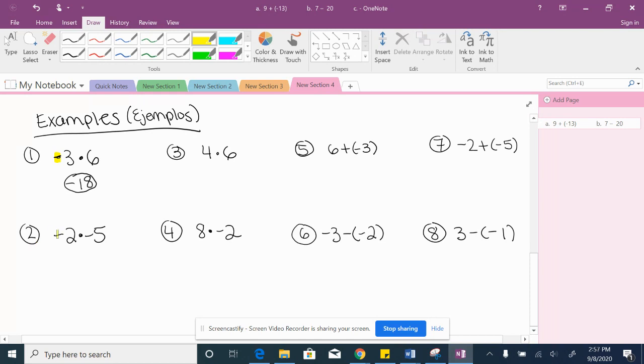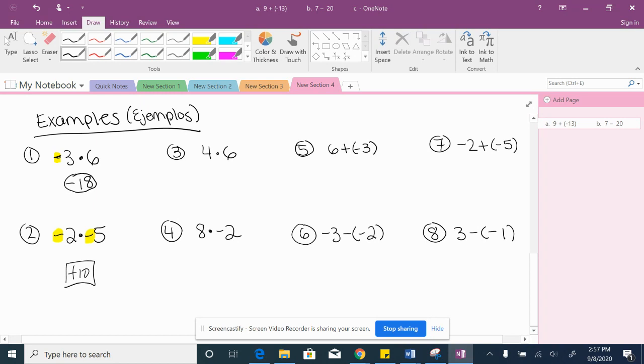Number 2. Here we have two negatives. Aquí tenemos dos negativos. The answer is positive. Aquí tenemos dos negativos, entonces la respuesta es positiva.